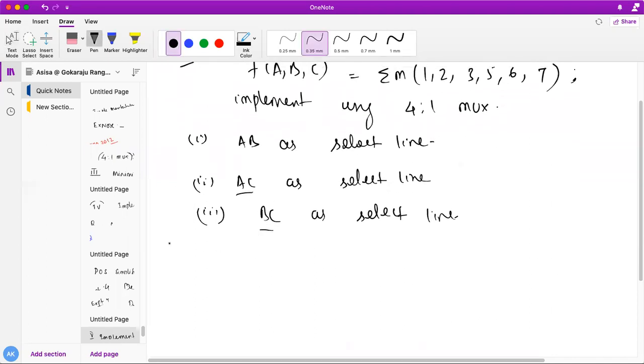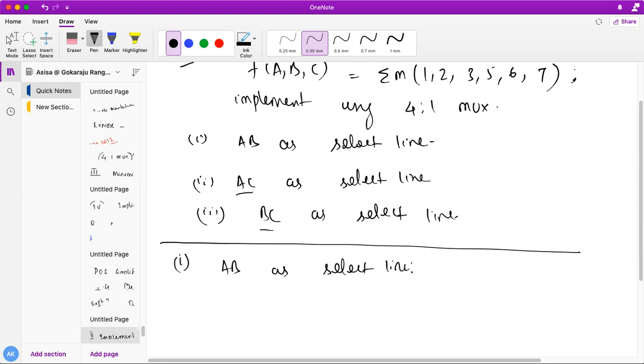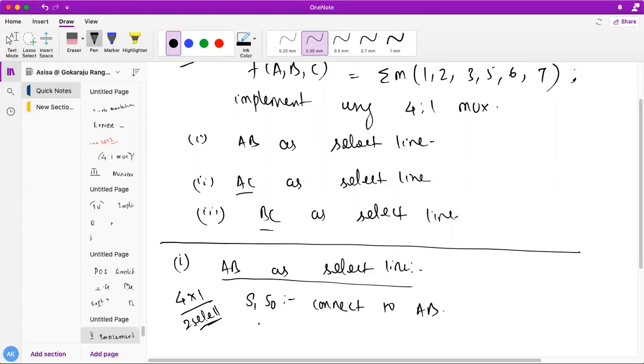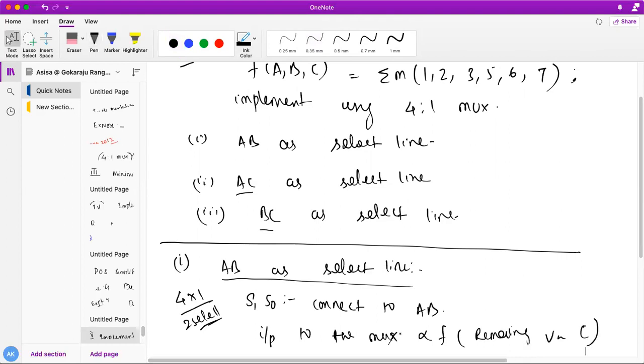So see here, let's do the solution for the first case, which is AB as select line. If it is AB as select line, you have to connect S1 and S0 because I require a 4:1 mux, and 4:1 mux obviously means 2 select lines. So the 2 select lines S1 S0 connect to AB. The remaining variable will be the input to the mux, the input will be a function of the remaining variable. What is the remaining variable here? The remaining variable is C. So accordingly you can do.